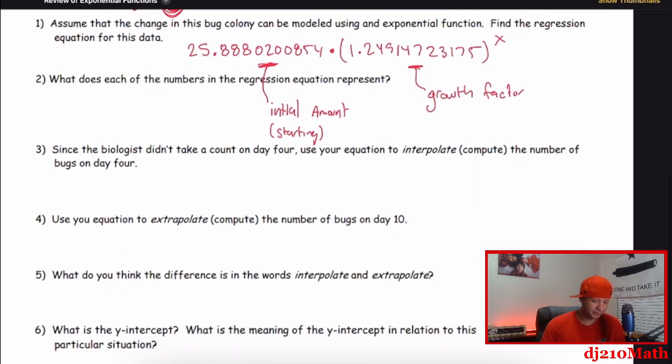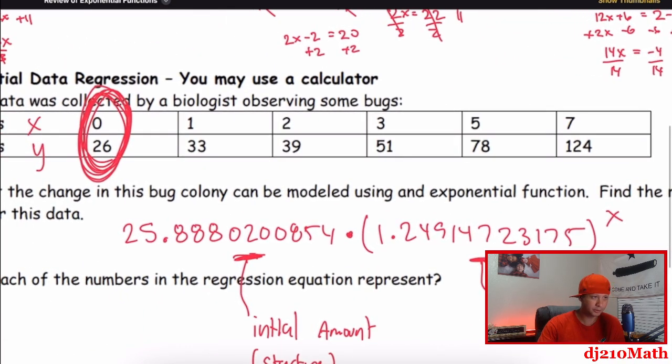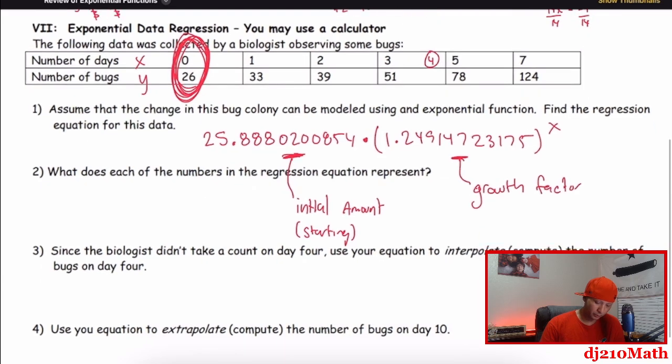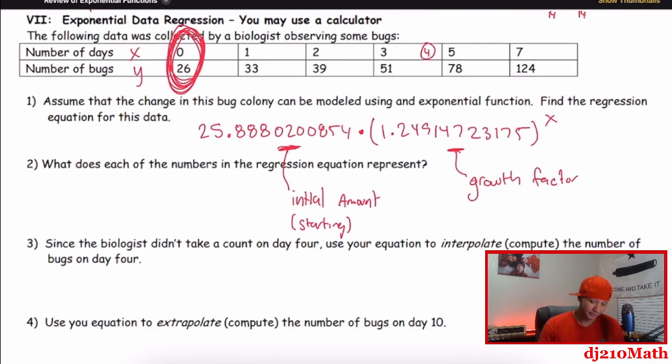Okay. Since the biologist didn't take a count on day 4, up here in our little chart we have days 1, 2, 3, but no 4, right? Where's day 4 at? So we want to use the equation to interpolate the number of bugs on day 4. So this means X equals 4. So we take our model and plug in 4 for X. Right, and it's just a model. So about 63 point something. 63. All right.